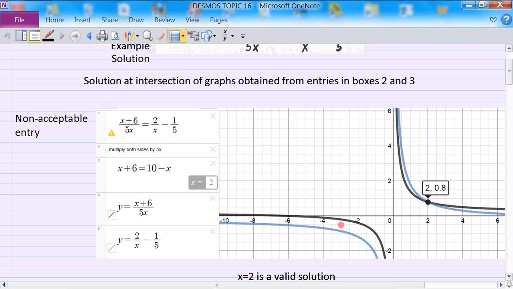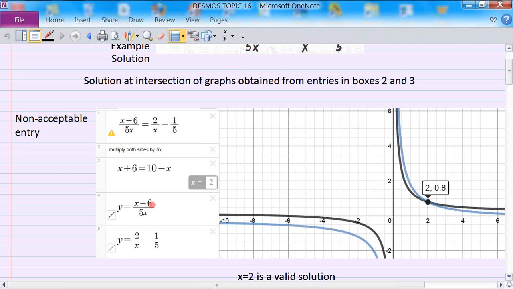Say, well, what about over here? I can't really see what's going on. Well, that's because I've cut it off. There isn't any other point of intersection. This is the only point of intersection, when x equals 2, which is the same as we got here.